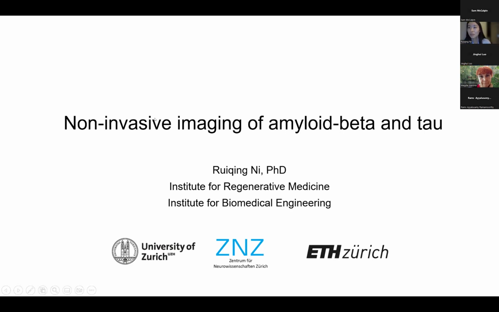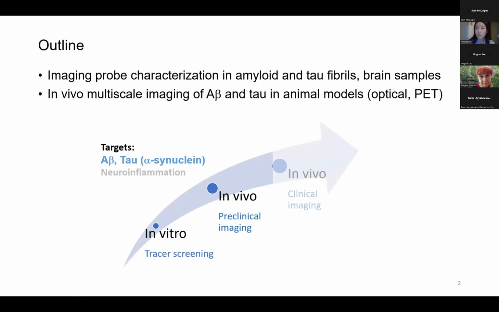So thank you. I would like to thank Rams for the kind invitation and Magda and Jinhui for the introduction. I will mainly talk about non-invasive imaging in animal models for A-beta and tau. My research focuses on developing imaging biomarkers in neurodegenerative disease, and I mainly work with in vitro probe characterization and small animal imaging. I will discuss first probe characterization using fibrillar brain samples, and next we'll present in vivo multi-scale imaging of A-beta and tau with optical and PET imaging methods.